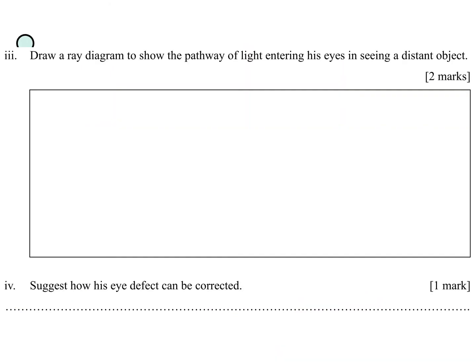Question 3. Draw a ray diagram to show the pathway of light entering the eye when he is seeing a distant object. This boy is having short sight. That means the image inside the eye is formed in front of the retina of the eyeball. In order to show the ray diagram, we have to draw out an eyeball and also the movement of light ray. You need a pencil and a ruler right now. Take out a pencil and a ruler first.